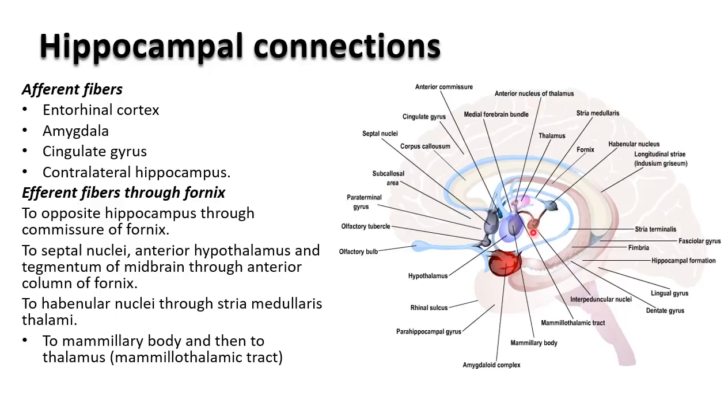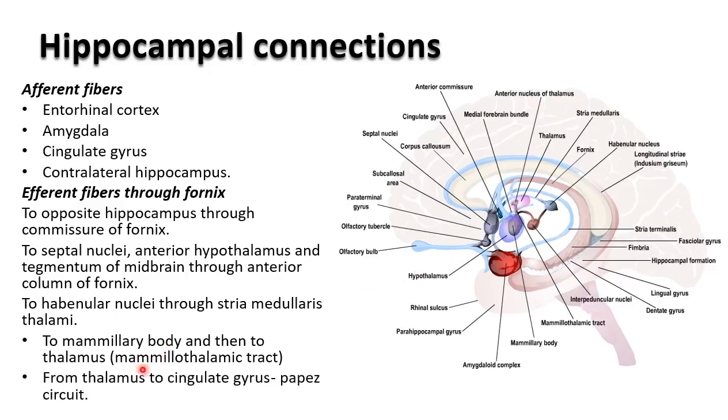project mainly to the ventral nucleus of thalamus, and from there it projects to the mammillary body through the mammillothalamic tract. So that is the mammillothalamic tract to the mammillary body. Okay, so main efferents, as I told you, to the opposite hippocampus, septal nuclei, anterior hypothalamus, via the stria medullaris thalami to the habenular nucleus, to the mammillary body through the mammillothalamic tract.